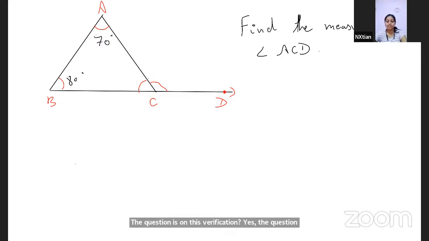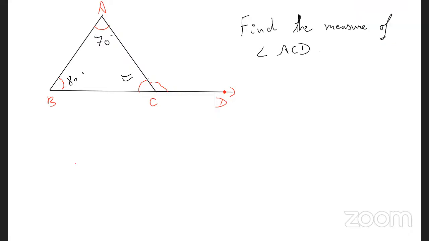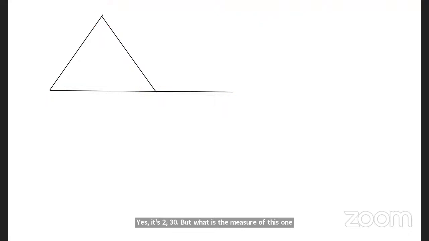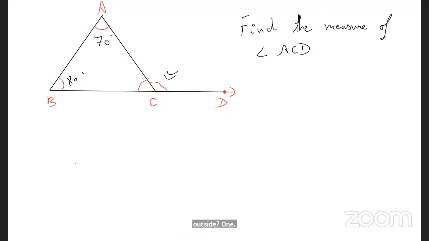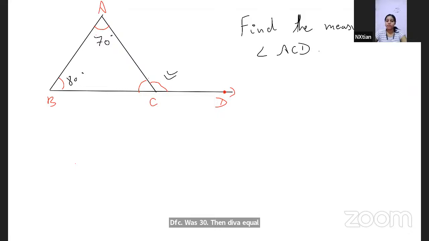Ma'am, C equals 30. Is C equal to 30, the inside part, this one? Yes, it's equal to 30. But what is the measure of the outside one? If C equals 30, then D will equal 150. Yes, that is right. Okay, that is one method.